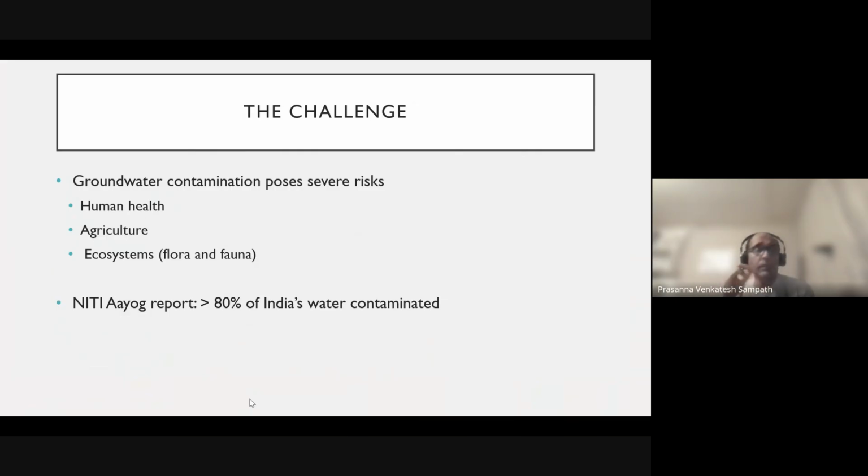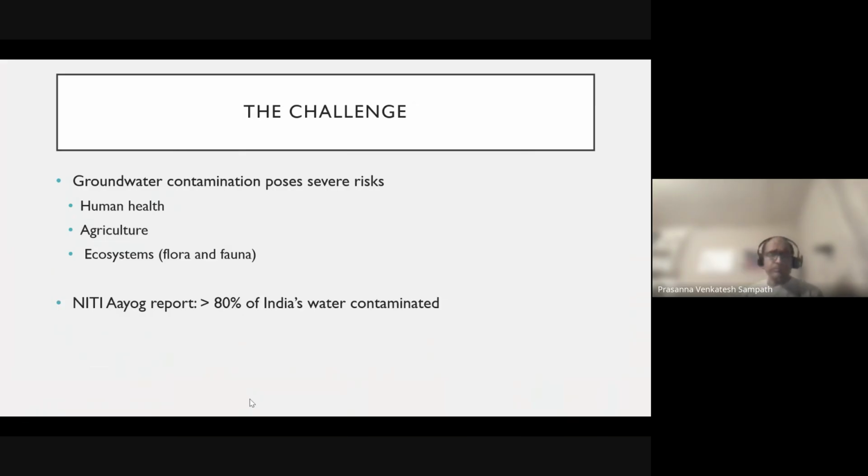And a recent report from Niti Aayog actually said that more than 80% of India's water is contaminated: surface water, groundwater, everything, right? So that is the scale of the problem. That is the challenge that we are facing, the extent of the problem that we have.